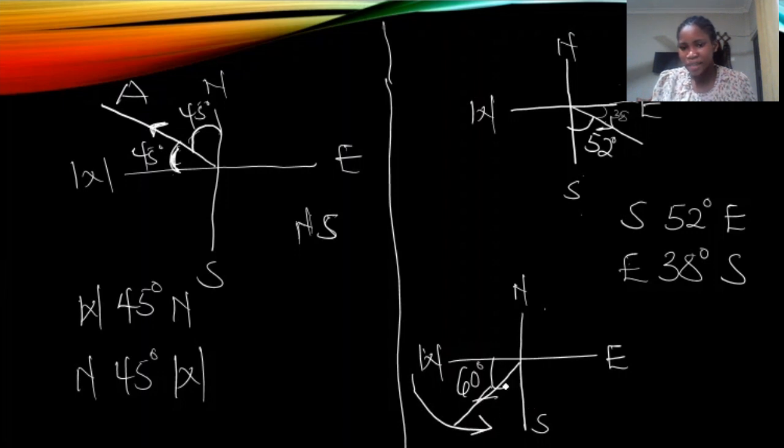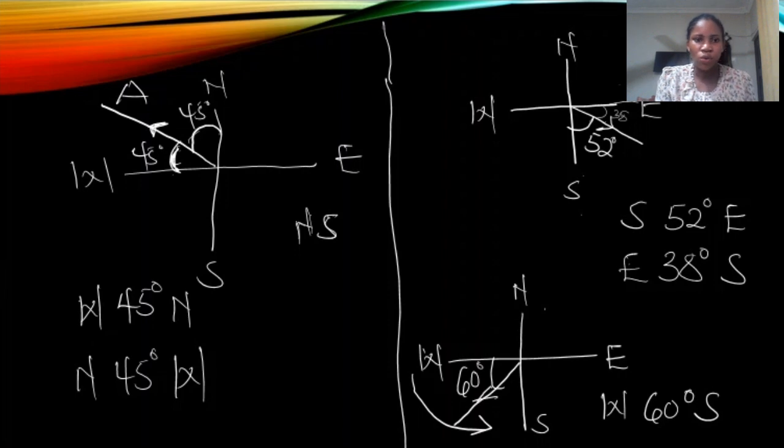and it's inclined at an angle of 60 degrees. In this case, we describe or represent it as west, 60 degrees south. Yes, that's basically how we represent this type of vectors.